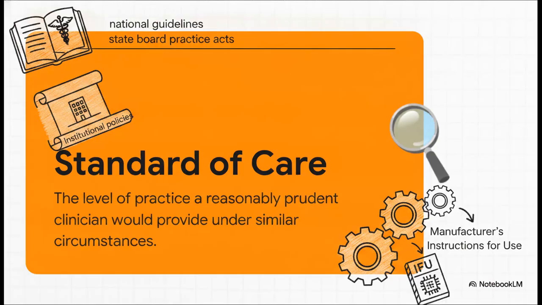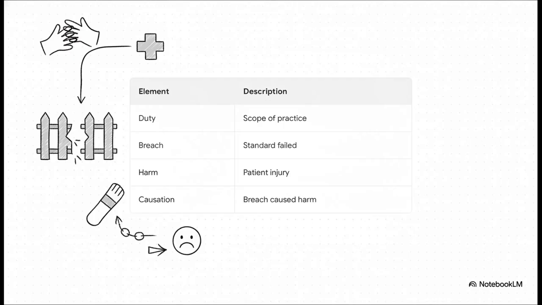Let's unpack this definition because honestly, it is the bedrock of medical law. Every single action you take is measured against the standard of care. Basically, what would a reasonably prudent clinician do under similar circumstances? This standard isn't just someone guessing. It is rigidly defined by those national guidelines we just covered, your state board practice acts, your hospital policies, and crucially, the manufacturer's instructions for use, or IFUs. Now, if you step outside that standard of care, you're wandering into malpractice territory.